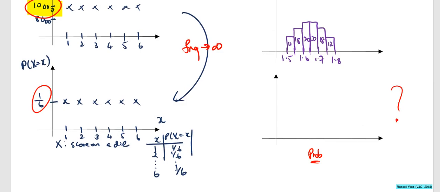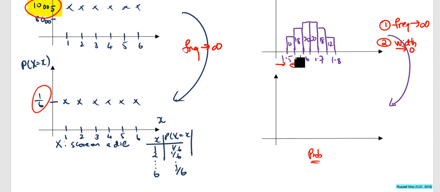From here to here, the first thing I'm going to do, I let frequency tend to infinity. The second thing, I'm going to let the width tend to zero. That means this width. Does it make sense that I will therefore get a smooth curve? Okay, not so smooth, but you get what I'm saying.